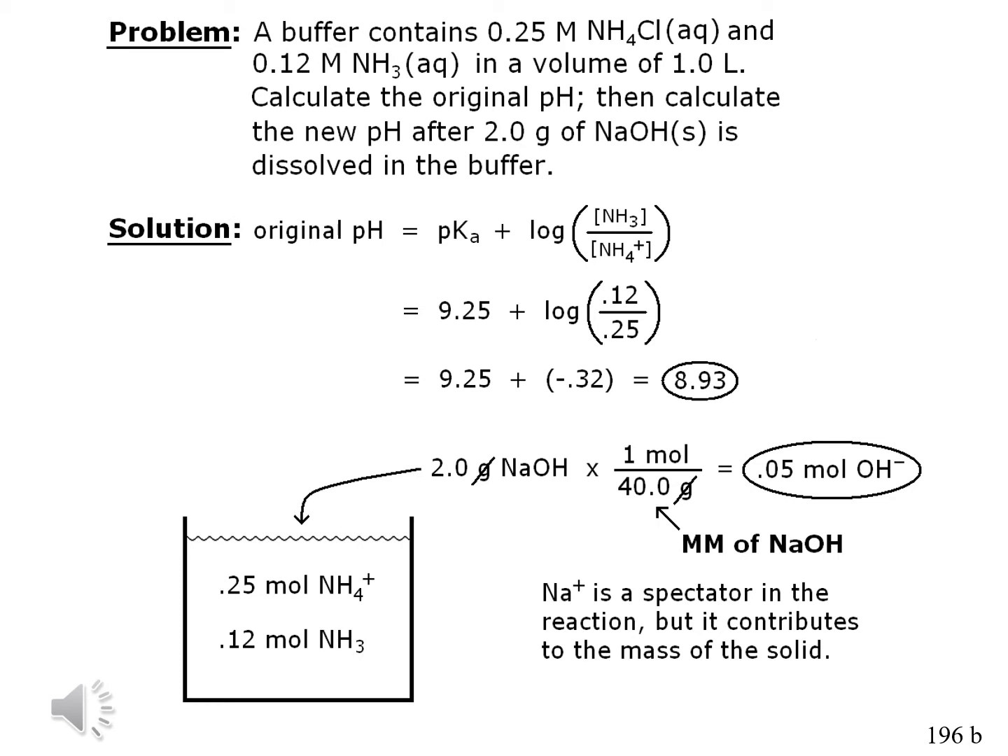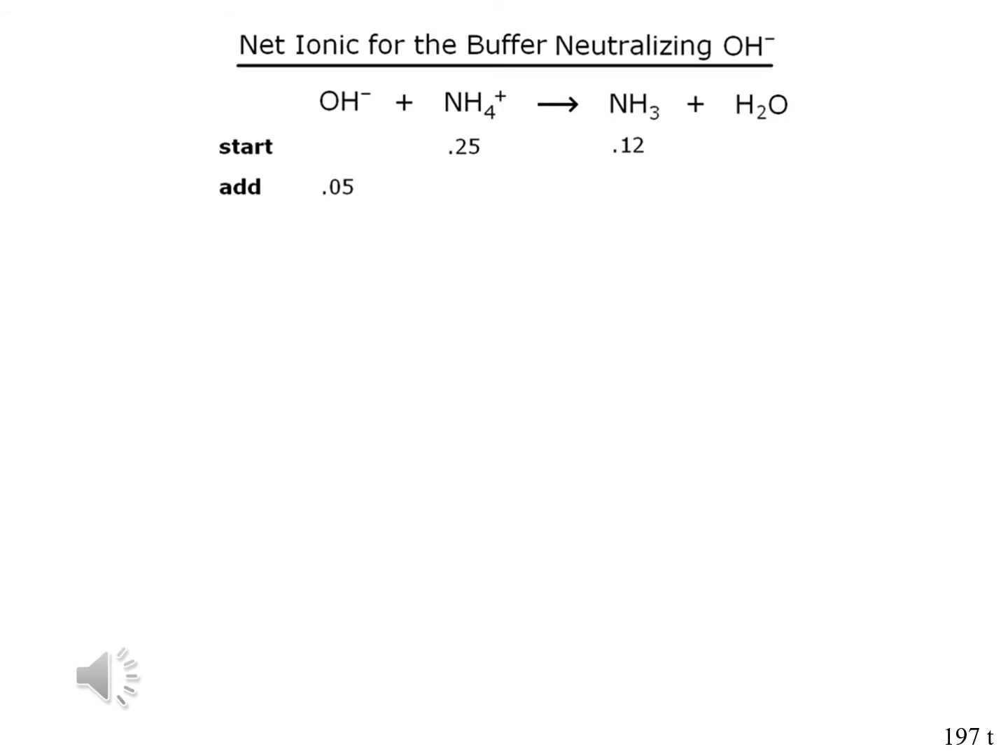When you add OH to a buffer, you know that it reacts with the acid part of the buffer, which in this case is ammonium, NH4+. So we can make another one of those stoichiometry tables. This time, the net ionic equation has OH pulling an H off the ammonium. We're starting with the amounts 0.25 and 0.12, and we're adding 0.05 of the OH.